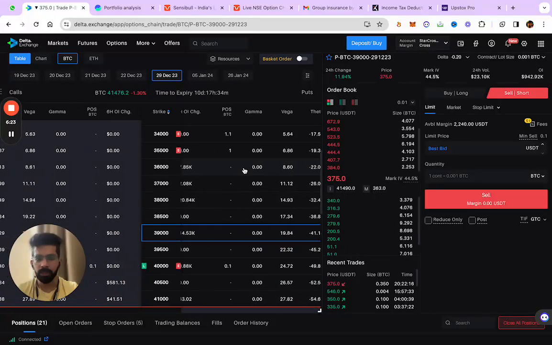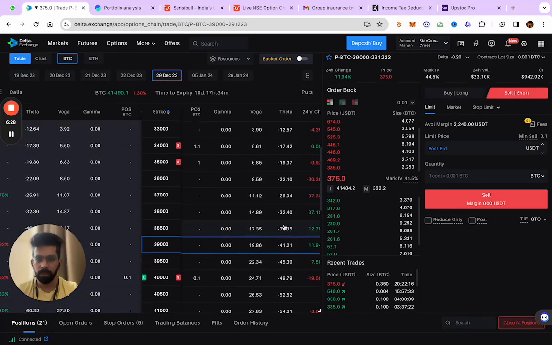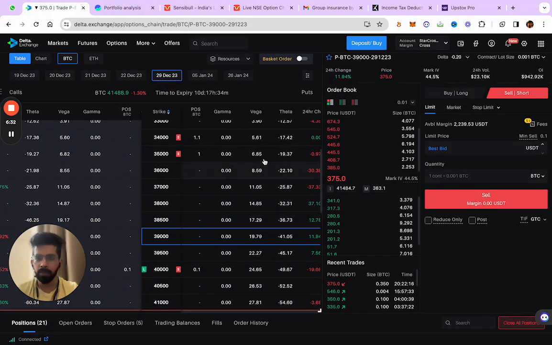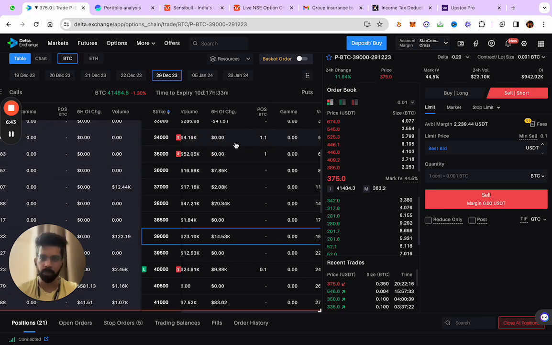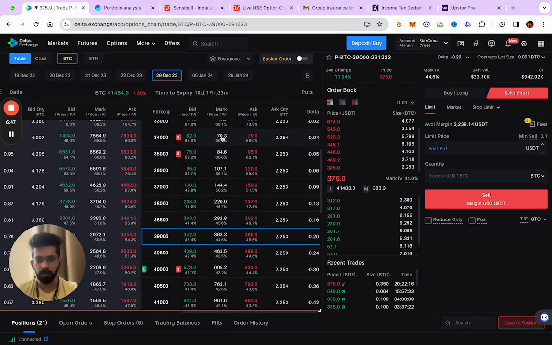Also, you can use other metrics like gamma, vega, and theta to judge the overall Greeks or the overall values for your portfolio. You can add up the Greek values for every strike which you have taken, multiplied by the quantity, to get the net theta value for your portfolio, to get the net vega, gamma, and delta values for your portfolio, and make your positions as delta neutral as possible or close to the maximum delta you want.